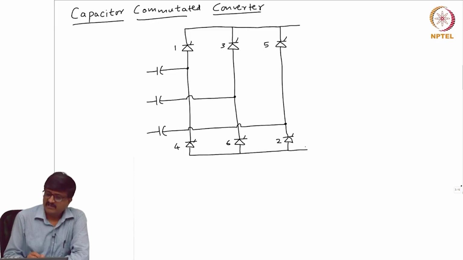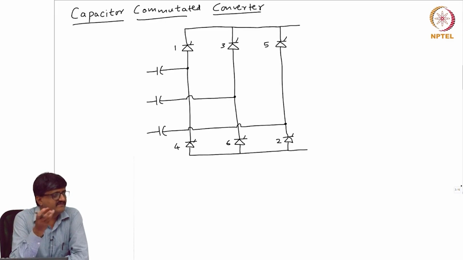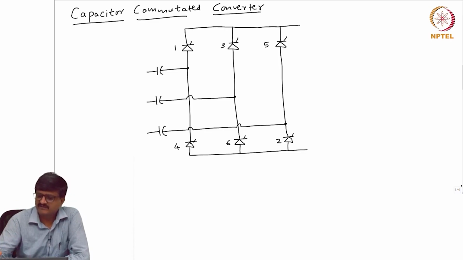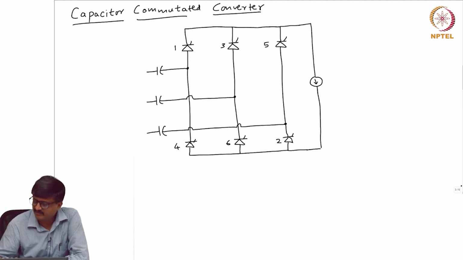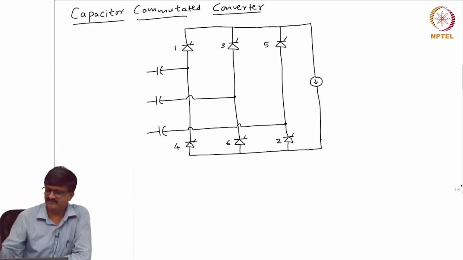So, if I want to explain the necessity of having a capacitor, we will try to take a circuit that is a model of the AC side and the DC side. The simplest model on the AC side is just a 3-phase voltage source. The simplest model on the DC side is a constant current source. So, first we will consider the simplest model. Of course, we will not be going into any detailed model, but one can easily extend this to any other model of the AC side or DC side.